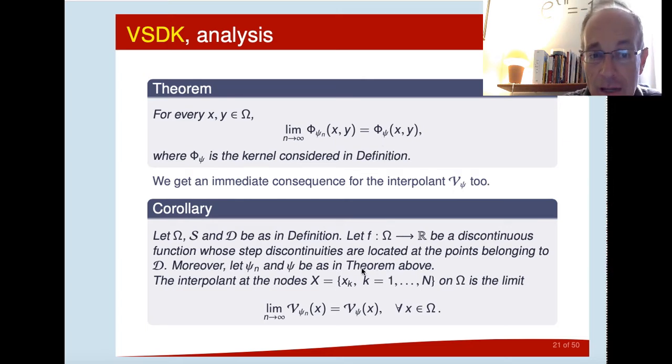On the same line is also the interpolant, because the interpolant is defined as a linear combination. So as a linear combination we get, as a corollary, modulo all the assumptions in the corollary, that in the limit with this construction we converge to the interpolant variably scaled based on the variably scaled discontinuous kernel.